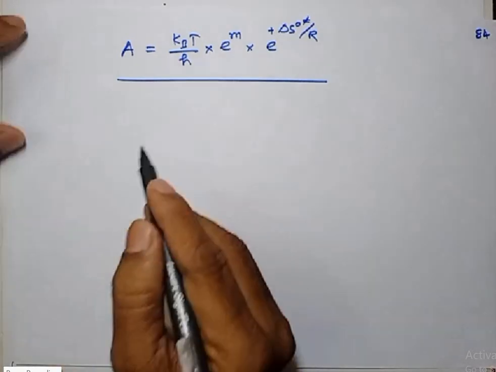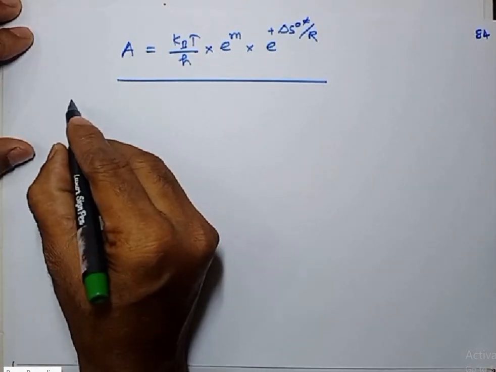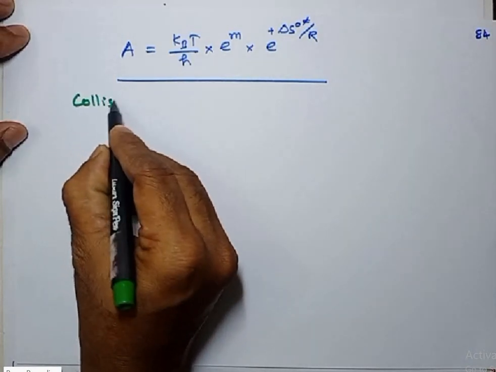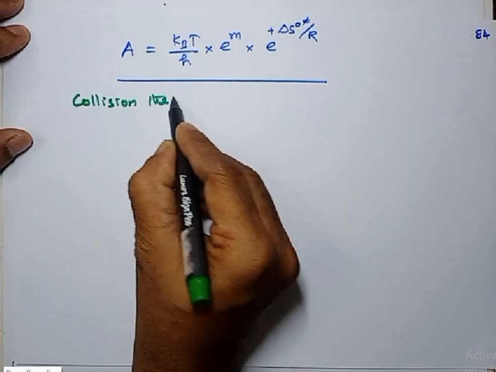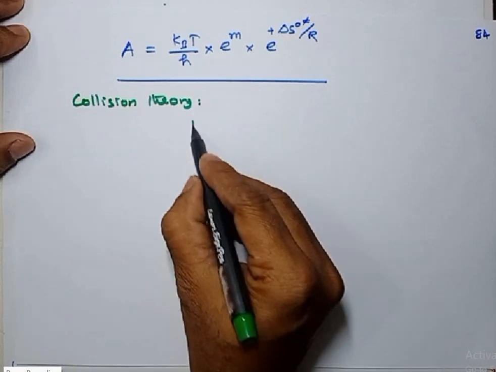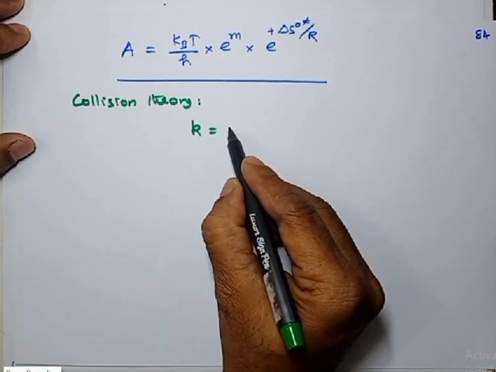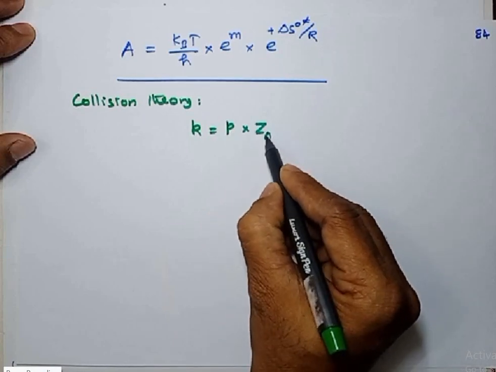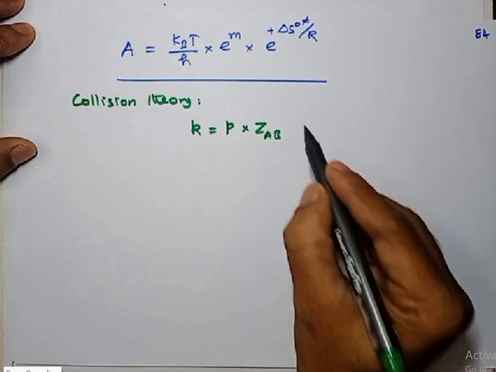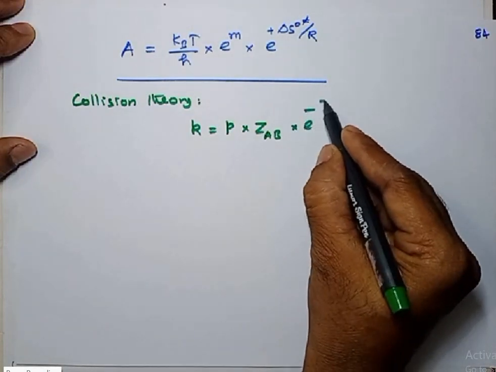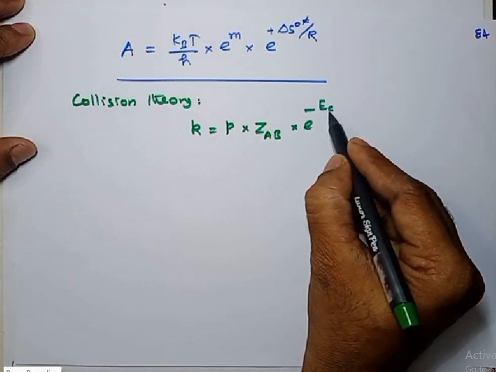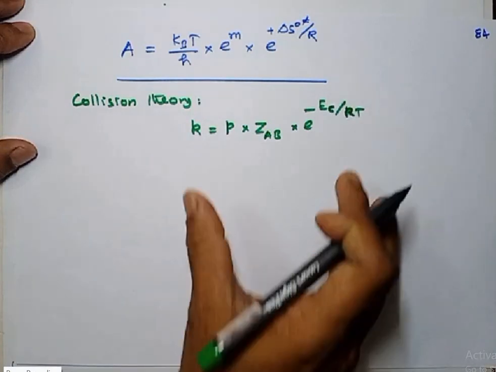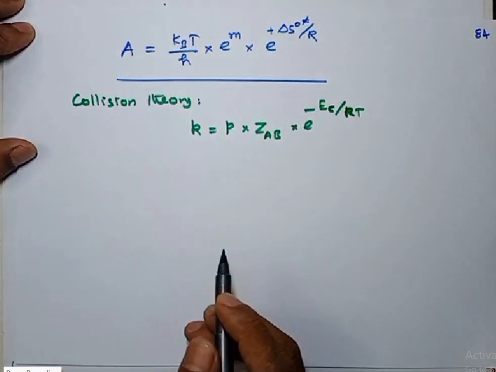In collision theory, you know very well, I'll just compare collision theory and transition state theory. According to collision theory, the rate constant K is equal to a steric factor P into collision frequency ZAB into e power minus activation energy from collision theory EC by RT. This is the expression for the rate constant from collision theory.